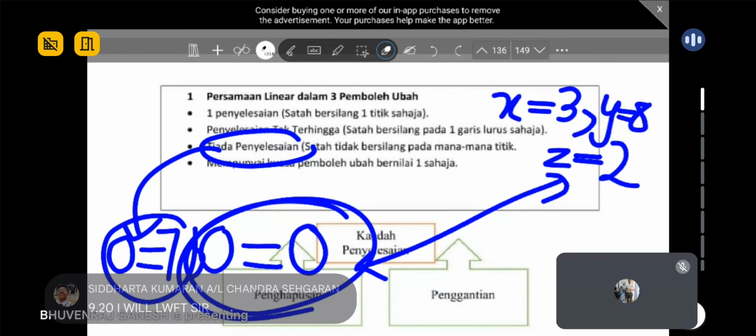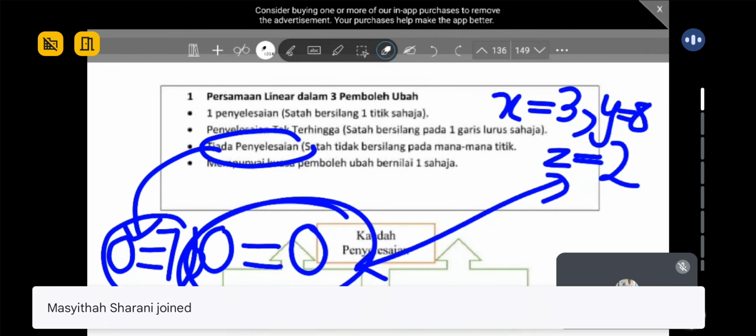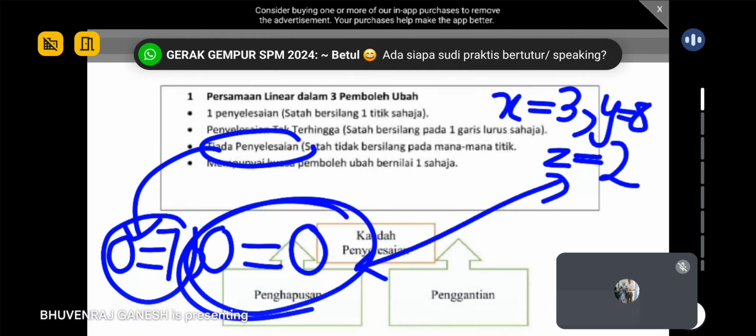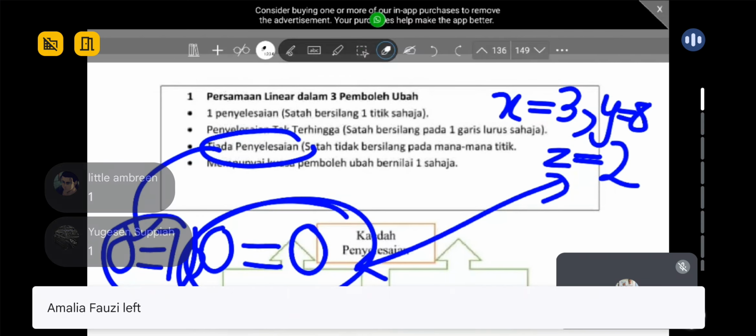1 or 2? 1 atau 2? 1 maksudnya faham, 2 maksudnya tak faham. 1 is understand, 2 is don't understand. Very simple. So until now, 1 or 2? Okay, very good.